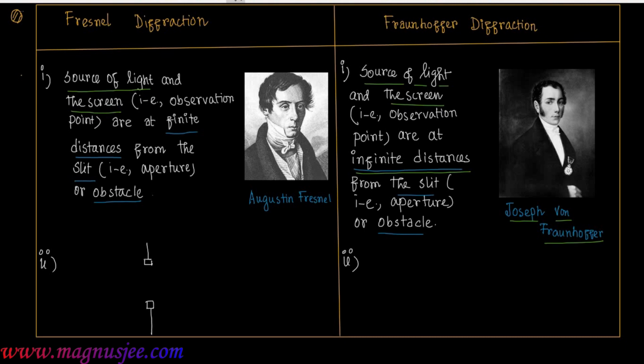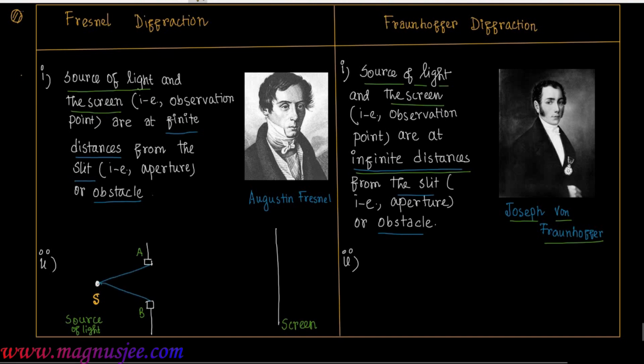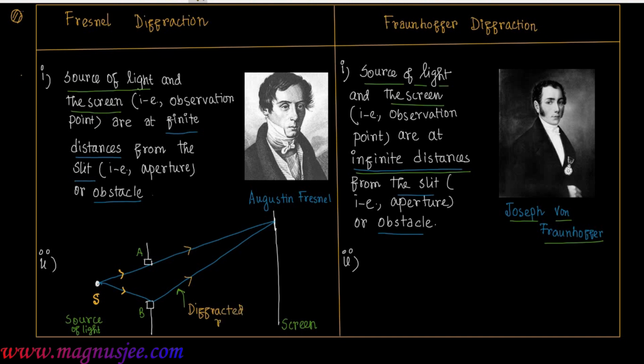In the diagram for Fresnel diffraction, we can consider an aperture AB. This is the aperture or narrow slit AB, and a point source of light is at a finite distance from the aperture AB, and the screen is also placed at a finite distance from the aperture AB. Rays from the point source are diverging towards the aperture AB, and diffraction occurs at the sharp corners A and B of the aperture. These are the diffracted rays, that means light waves bent at the sharp corners of the aperture AB, or secondary wavelets originating from the sharp corners.